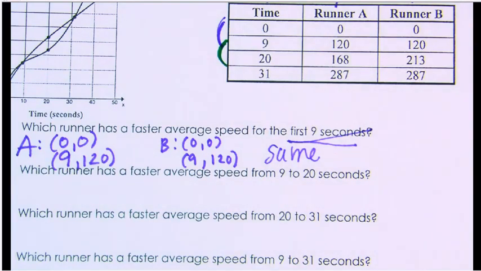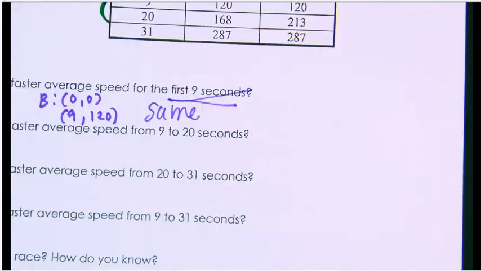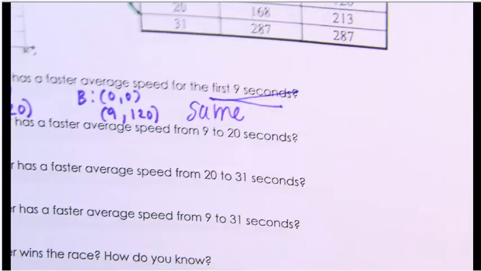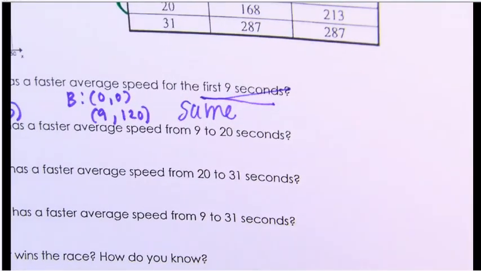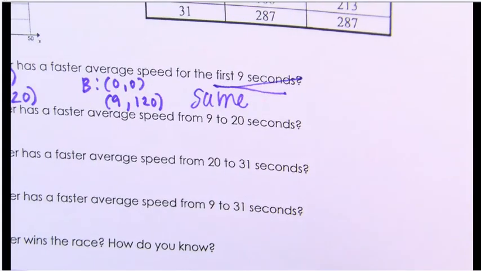Who wins the race? How do you know? You can use the graph, you can use your average speeds, you can use the table. It's up to you how you decide. Number 6 through 11 are just like examples 1 and 2 we did in the notes. Okay, so 6 to 11 are just like the notes. They give you the points and they tell you the intervals.